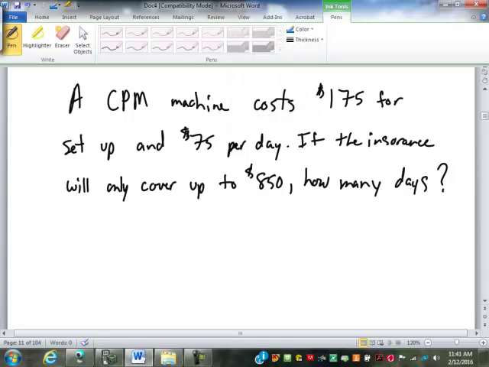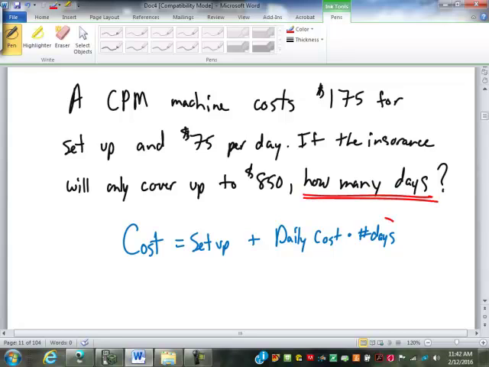So what we have to do here is write a formula for the cost of this machine. Some people prefer to just start jumping in and putting in the numbers. I usually prefer to write out a formula that describes what we're looking at. So the total cost, and I usually use words instead of just symbols, is equal to setup plus the daily cost times the number of days. Now it's asking for how many days, so the number of days is going to be our variable. I'll define that to be X.